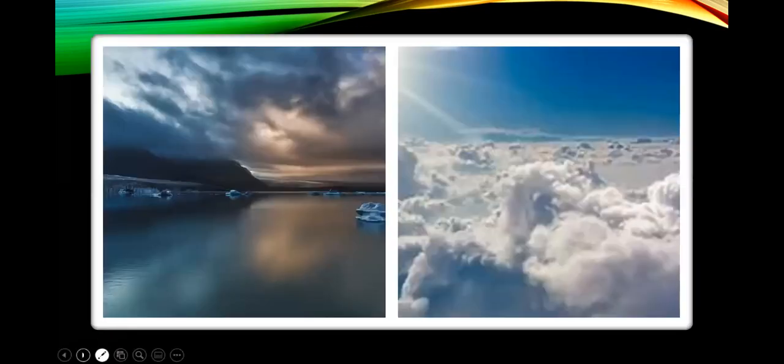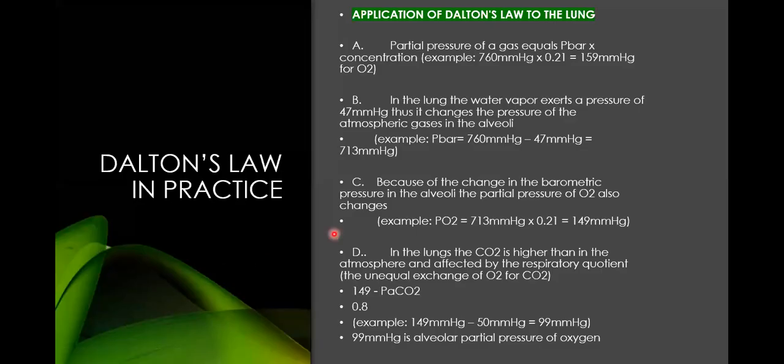Just a picture of the atmosphere here. All right, application of Dalton's law to the lung. Now, this is getting ready to show you the breakdown of the alveolar air equation. Thank God we've already learned the alveolar air equation, but this is a breakdown, okay? So this is just helping you understand it a little bit better.